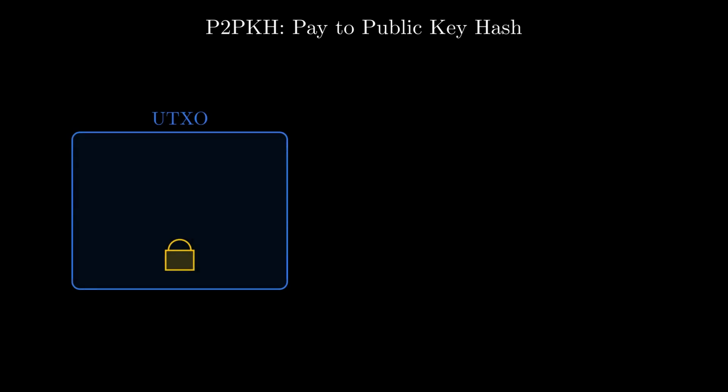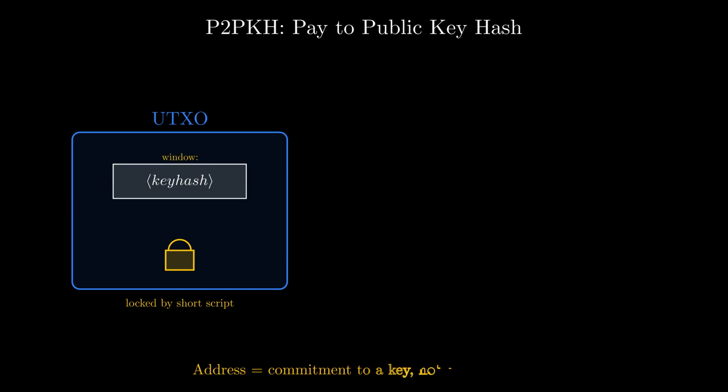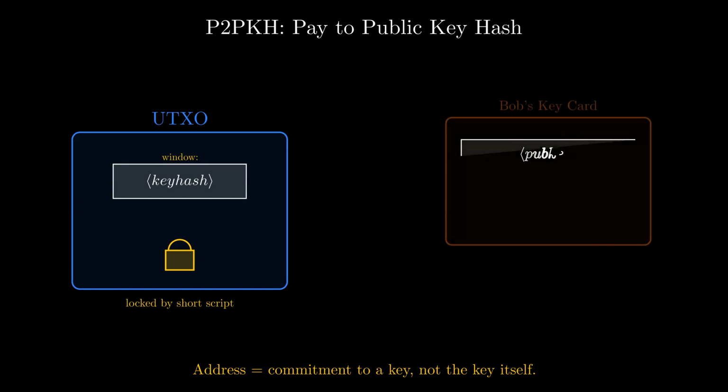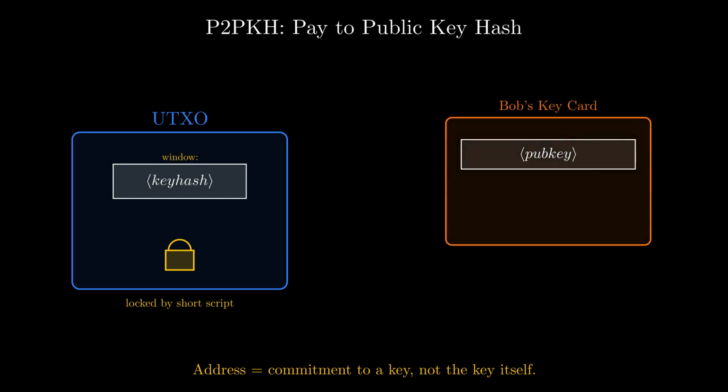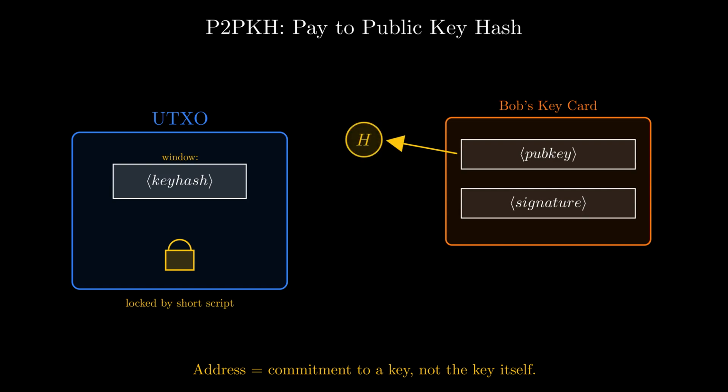Start with the legacy default, P2PKH, pay to public key hash. When you pay Bob's address, you create a UTXO, an unspent transaction output, locked by a short script. The address itself is a commitment. It contains the hash of Bob's public key, not the key itself. To spend, Bob must reveal the original public key and produce a valid signature. The lockbox checks that his key hashes to the committed value, then verifies his signature.